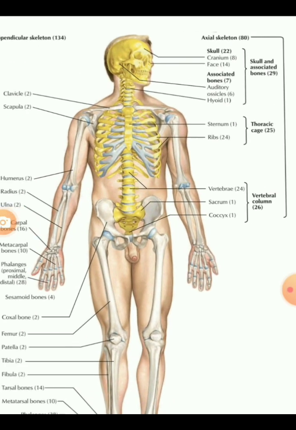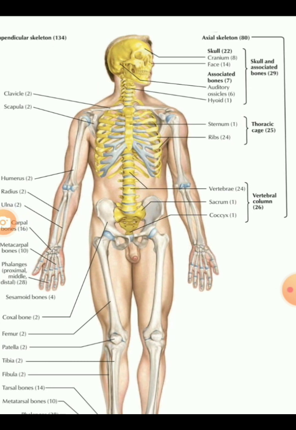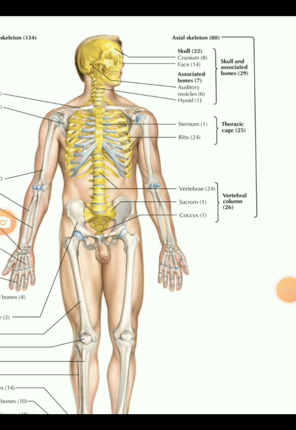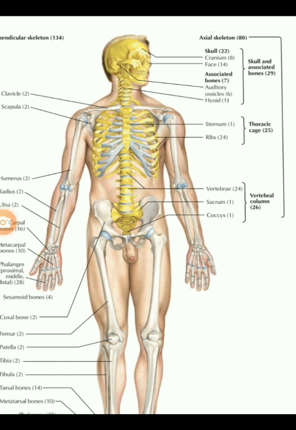Now we are going to start with the associated bones. We have 7 associated bones. The associated bones with the skull include the auditory ossicles, in which we have 6 bones. 6 bones means 2 malleus, 2 incus, and 2 stapes, guys. So that is the auditory ossicles, 6. Then we have one hyoid bone. This is how your associated bones are made up of 6 plus 1, equal to 7 bones.